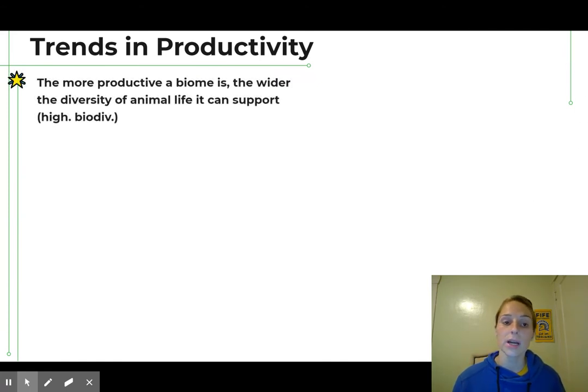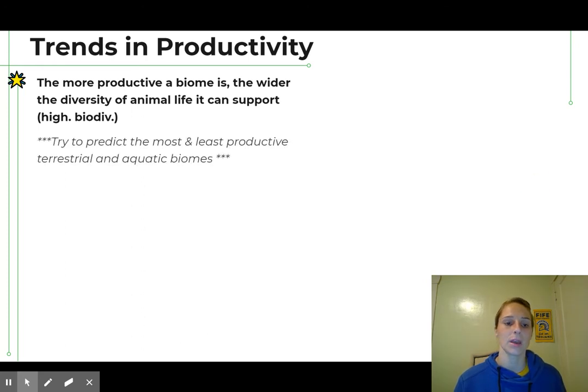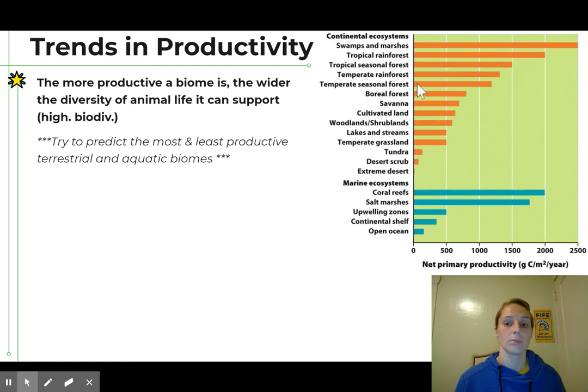Now, generally, the more productive a biome is, the more diversity of animal life it can support, so you have high biodiversity. If you think about the biomes that we've learned about, try to predict the most and least productive terrestrial and aquatic biomes. The more productive, the more biodiversity. So think of the biodiversity of some of these different biomes we learned about: what might have the most and what might have the least? And this is a reminder of some of the ones that we learned about. We've got the terrestrial ecosystems on top and the marine ecosystems on bottom.